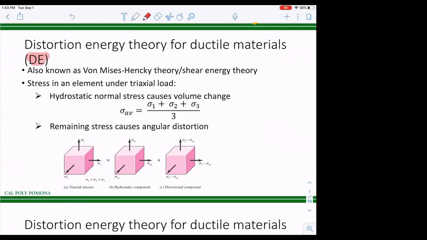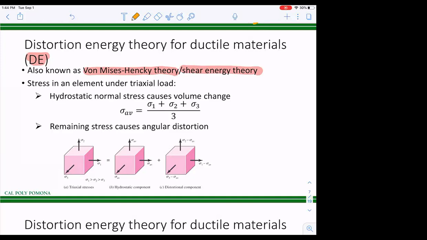Okay. So what does it say? It is also known as von Mises-Hencky theory or shear energy theory. And you'll come across this load, von Mises stress, a lot, especially if you're doing a finite element analysis. People look at von Mises stress a lot. That means they're actually using the distortion energy theory for their design. So let's look at this.